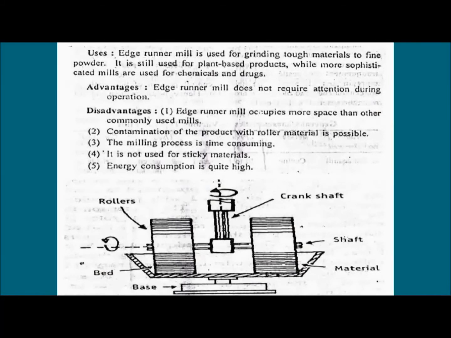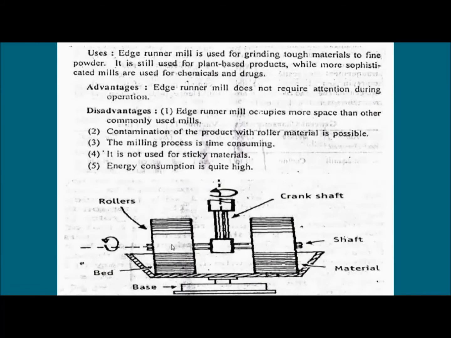You don't need to monitor each and every time. But there are a few disadvantages. The edge runner mill occupies more space than other types of mills which are used in pharmaceutical operation. Moreover, contamination of the product with the roller material is possible here.